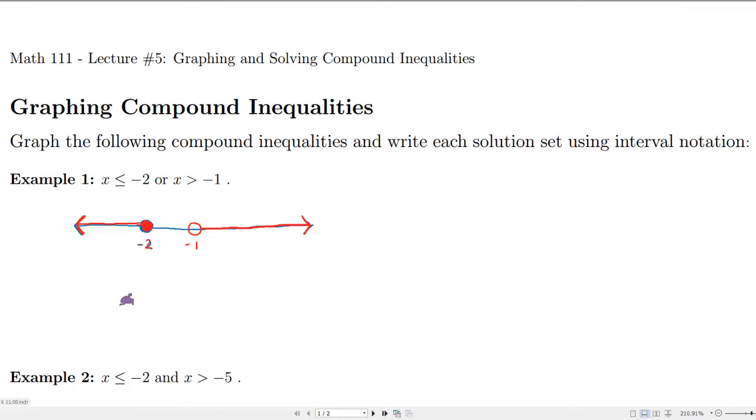How would we represent this using interval notation? Okay, so we can represent this interval over here as -∞ to -2. And since this is including -2, we're going to use the bracket. And this interval here we can represent as -1 to infinity. And we have an open parenthesis because we're not including -1 there.